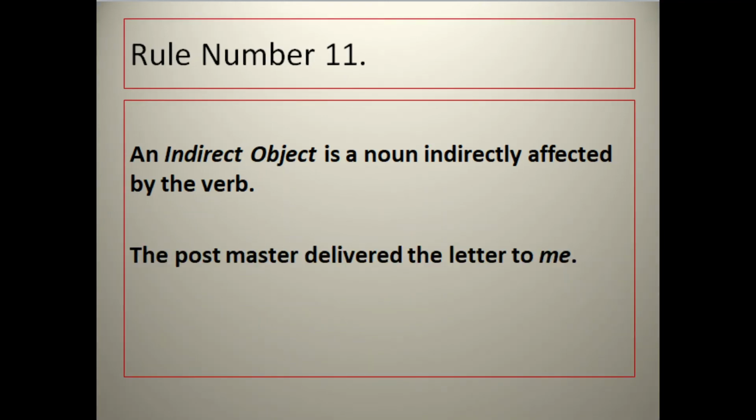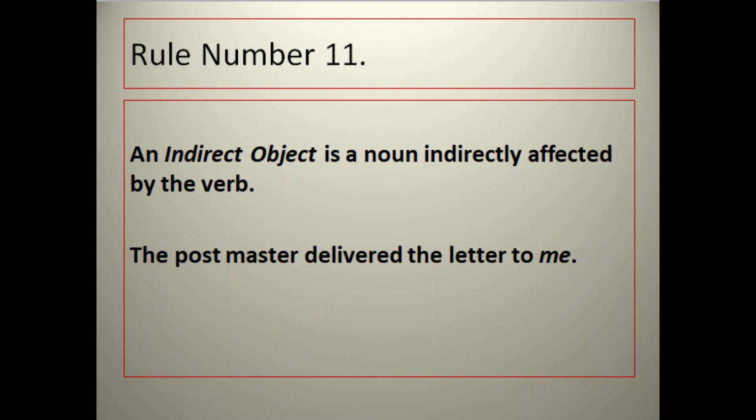Example, the postmaster delivered the letter to me. Some verbs can have direct objects and indirect objects. The indirect object is often connected by words such as to, at, or toward. The mentioned example has a subject, direct object, and indirect object. The subject is postmaster, which is the noun performing delivered. The direct object is letter, which is the object of delivering. The indirect object is me, connected to the direct object by the word to.